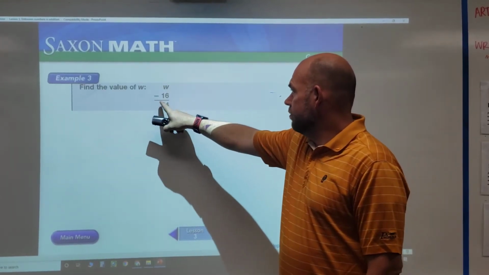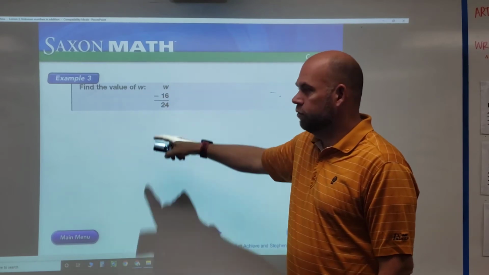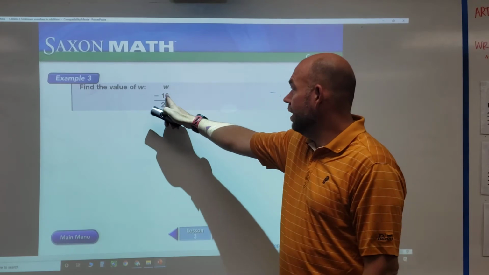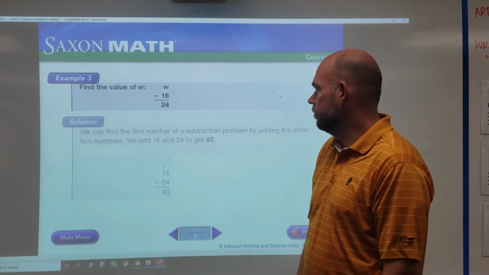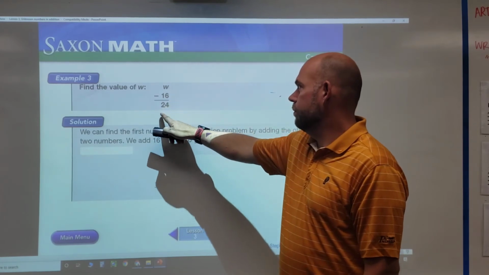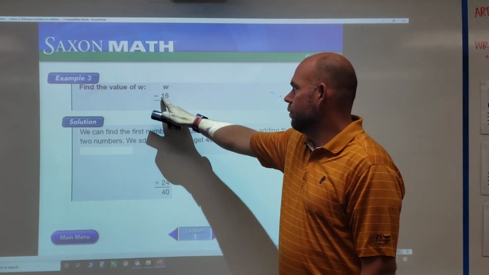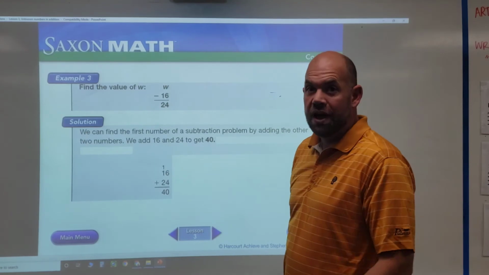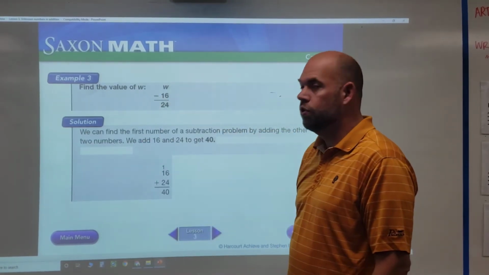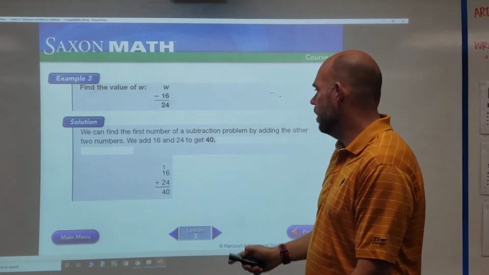We don't know what that is, but we know if we subtract that, it equals 24. So we can just flip this on its end and do 24 plus 16 equals W. Now, a lot of you are going to want to do 16 minus 24, or 24 minus 16, which is 8. Well, that won't check out because 8 minus 16 is negative 8. So you always have to check your work on these kinds of problems.